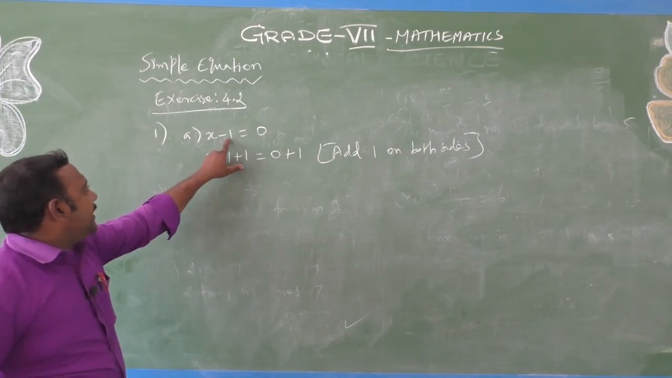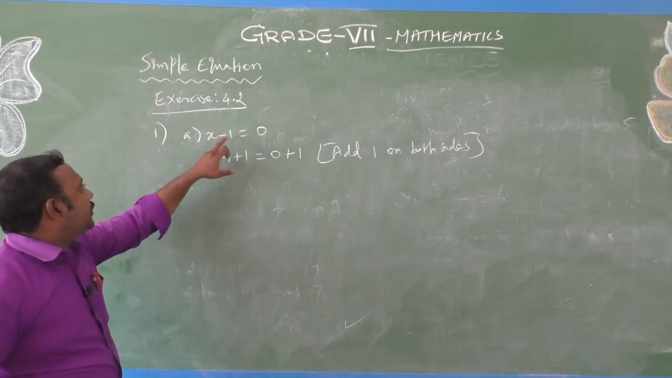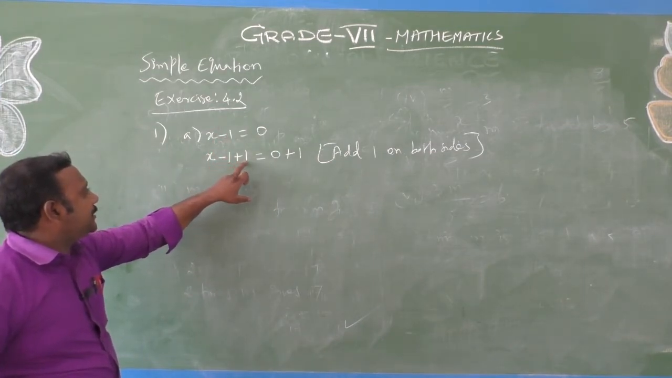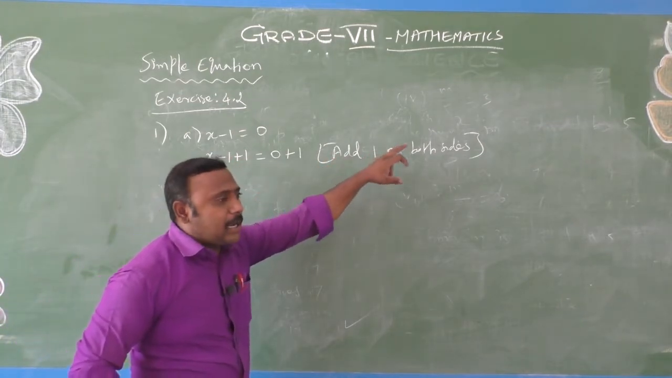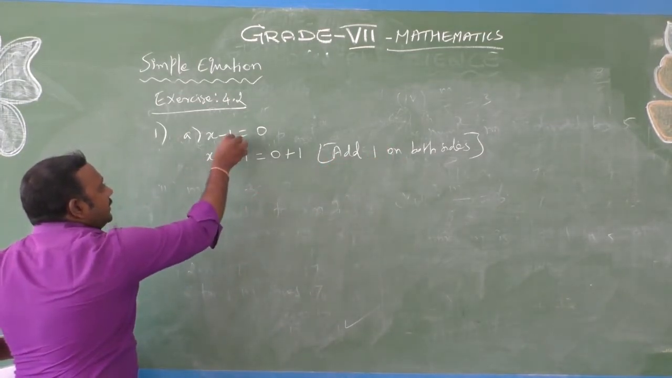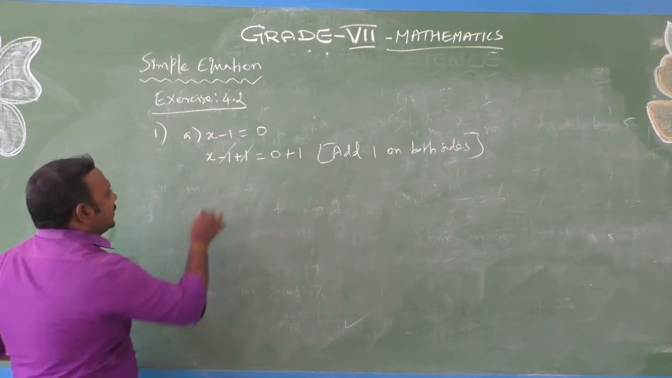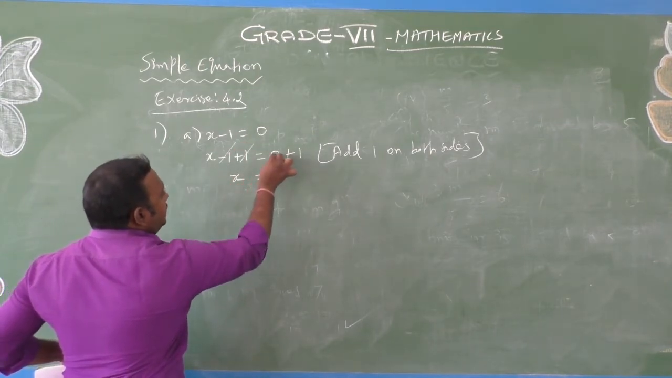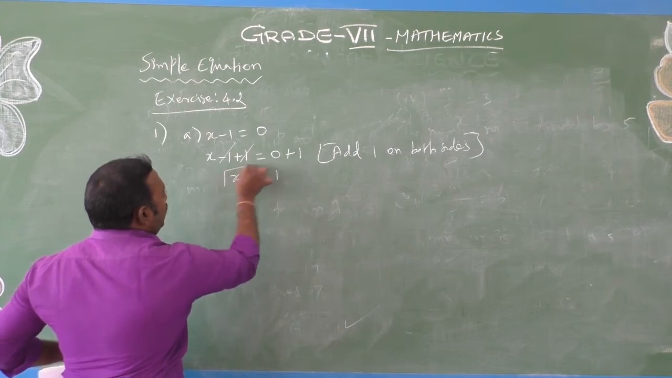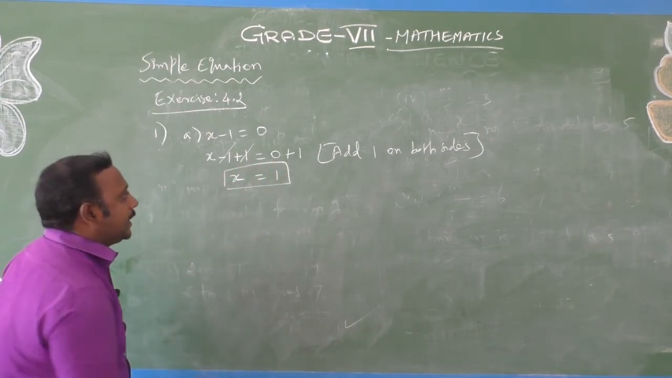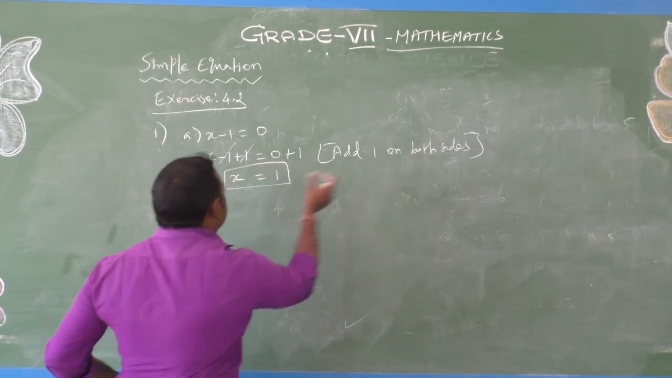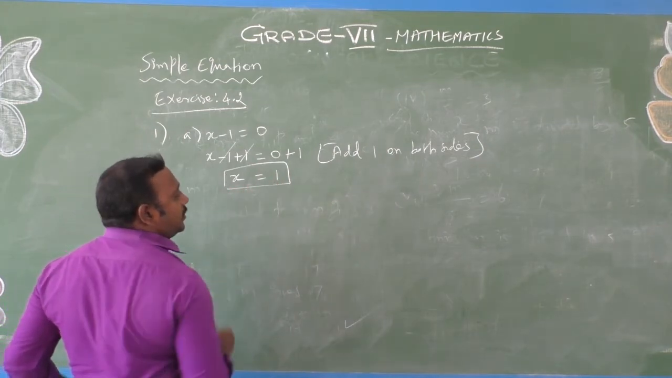Here we have minus, so the opposite of minus 1 is plus 1. So I add 1 on both sides because these two will be cancelled. So here x is equal to 0 plus 1 is 1. So x is equal to 1 is the answer. When we add 1 on both sides, we get the value of x is equal to 1.